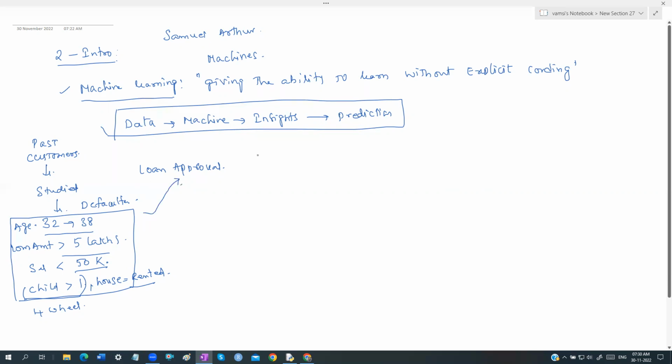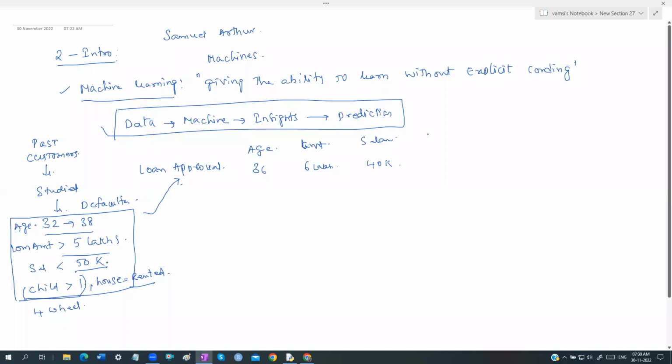So now a new customer applied for a loan. What is his age? For example, 36 is his age. What is going to be the loan amount? Let us say it is going to be 6 lakhs, for example. And what is going to be his salary? His salary is going to be, let us say, 40K, for example.